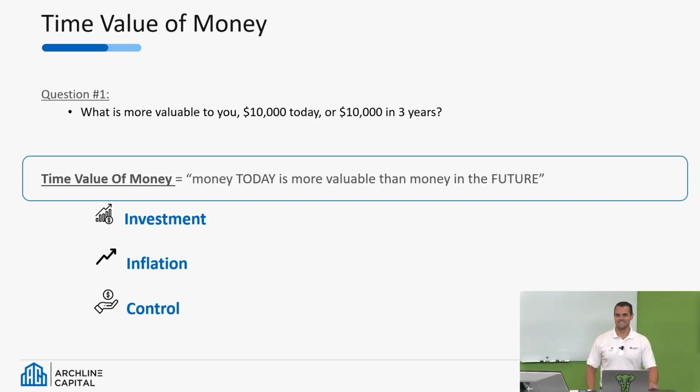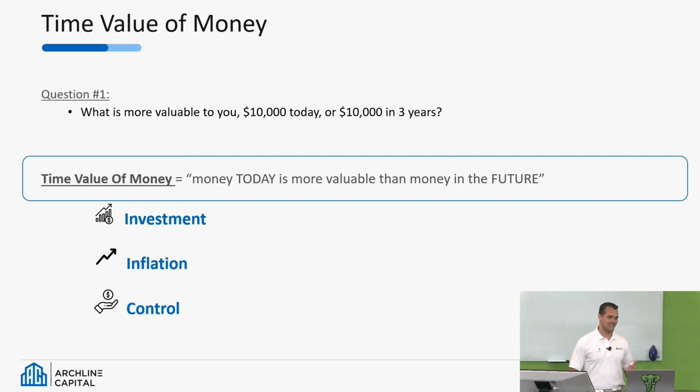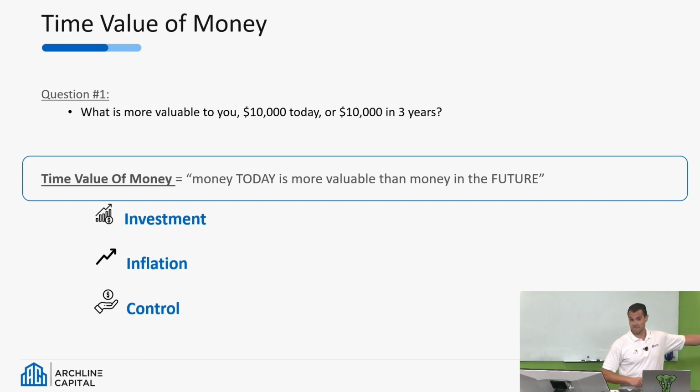Time value of money simply states money today is more valuable than money in the future, right? And we all kind of get that. I kind of put 3 reasons there, but does anybody want to explain why they would take money today versus money in 3 years? Who wants to tell me why they chose that? It might not be a lot because of inflation, because it might be devalued. Yeah. Anybody else?